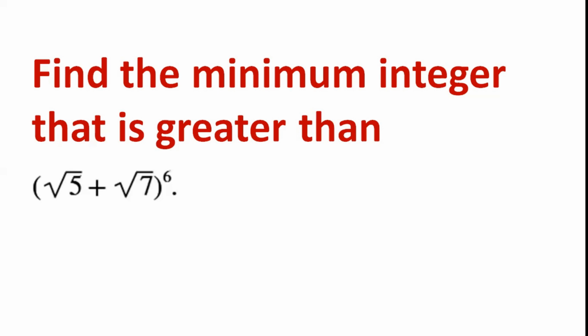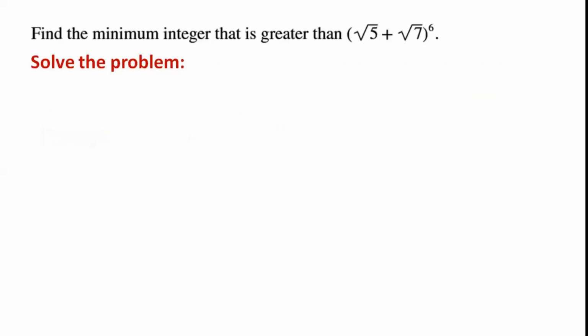Find the minimum integer that is greater than (√5 + √7)^6. Let t = √7 + √5 and s = √7 − √5.